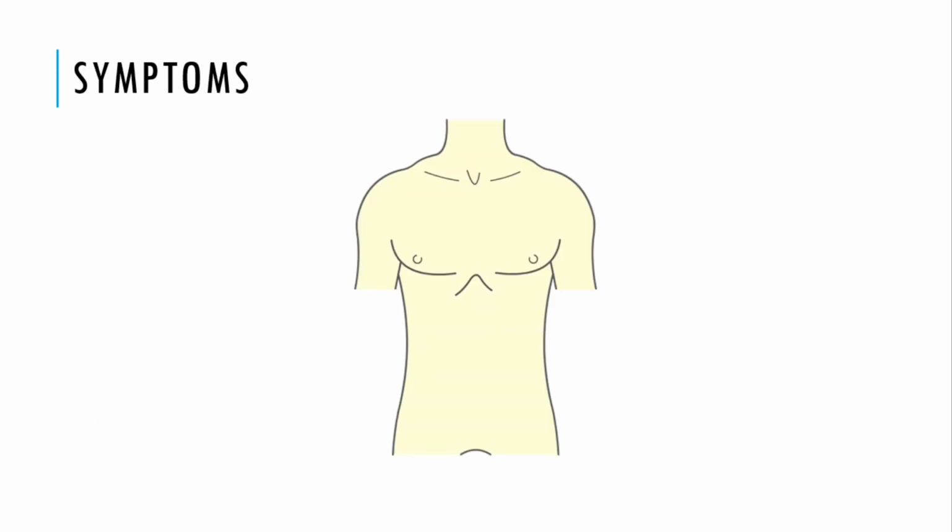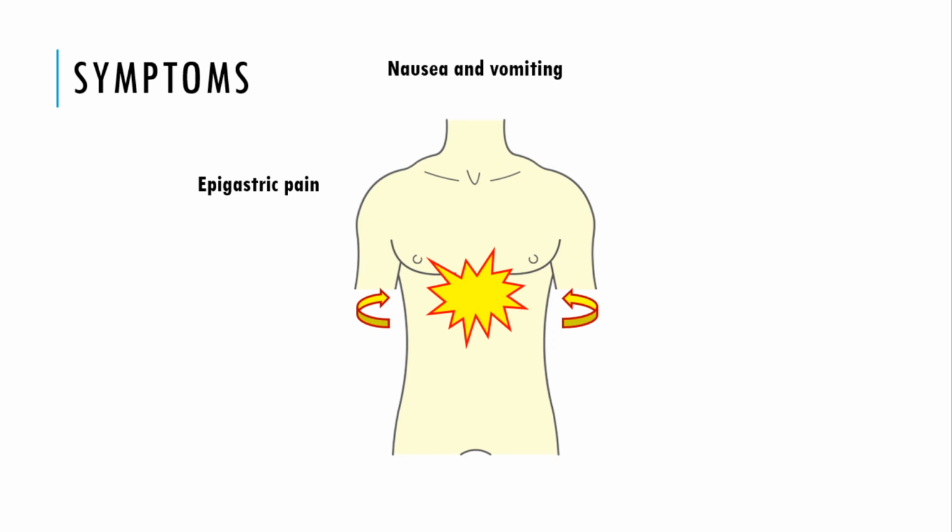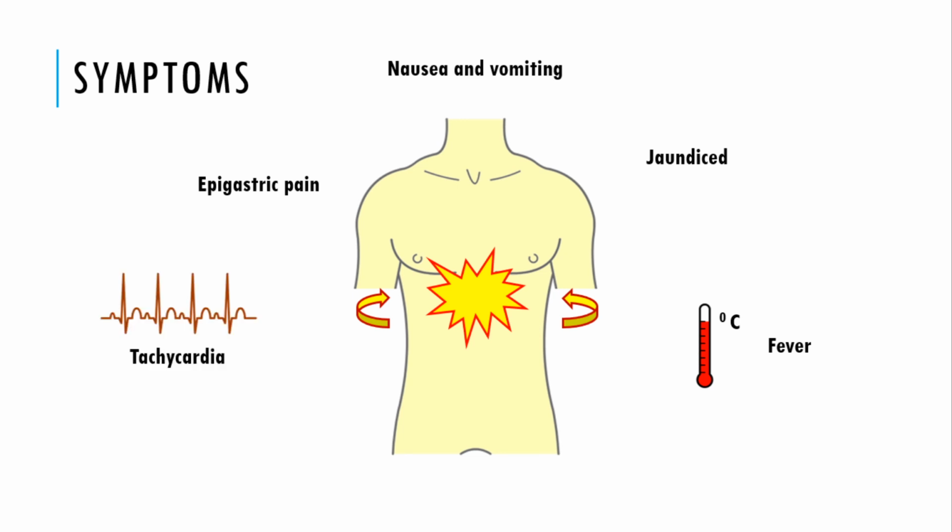lead to acute pancreatitis. Most of the patients present with epigastric pain that typically radiates to the back. They can also have associated nausea and vomiting. If we have gallstone pancreatitis, then they can also present jaundiced. They might have a low-grade fever, and a lot of the times they have tachycardia. The diagnosis is typically made from the presentation.